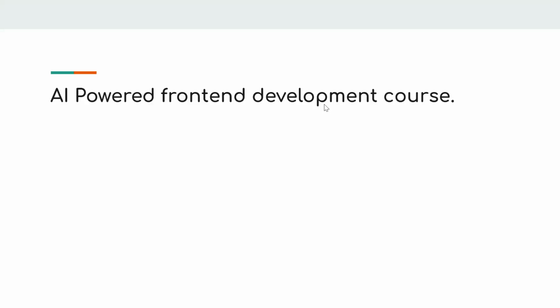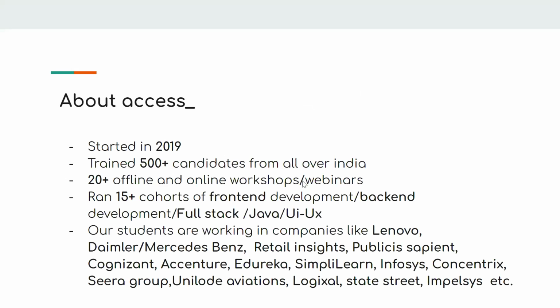Before this, we have done courses where we trained on web development, back end development, front end development, full stack development. Just a little bit about what we did till now. We have an initiative called Access that started in 2019. Till now we have trained more than 500 candidates all over India, not only from Bangalore or Hyderabad. Many from different colleges, from Aligarh Muslim University, Jamia Millia Islamia, Bangalore, engineering colleges, BSc colleges, different colleges all over India. We have trained more than 500 candidates in web development, basically.